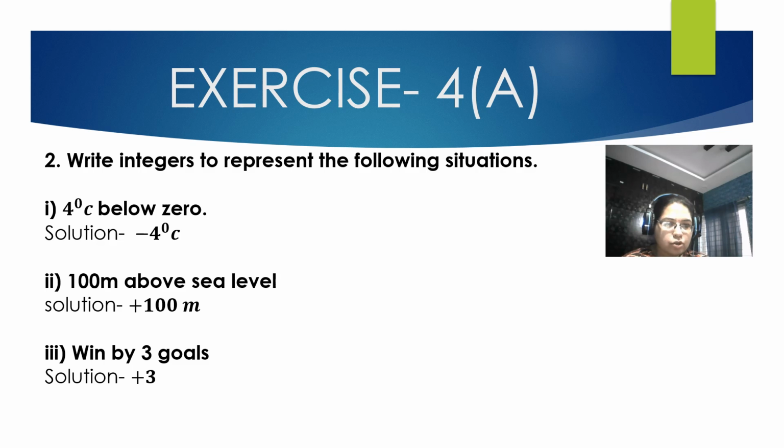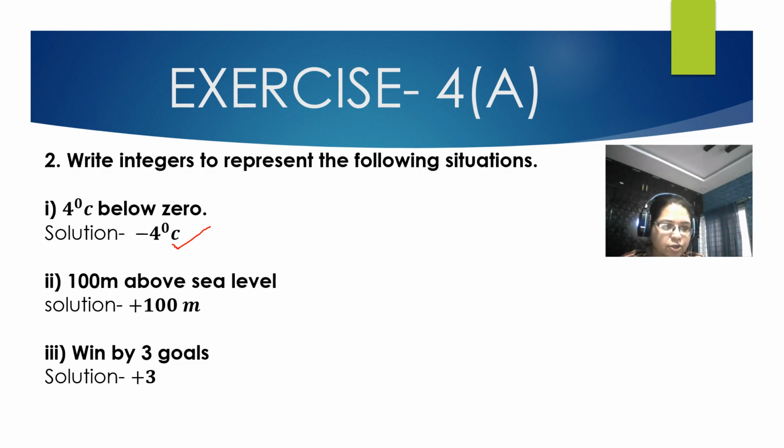Now we'll solve question number 2. Question number 2 is write integers to represent the following situation. First bit is 4 degrees centigrade below 0. 4 degrees centigrade below 0 will be represented with a negative sign. So minus 4 degrees centigrade. This is the integer represented for 4 degrees centigrade below 0.